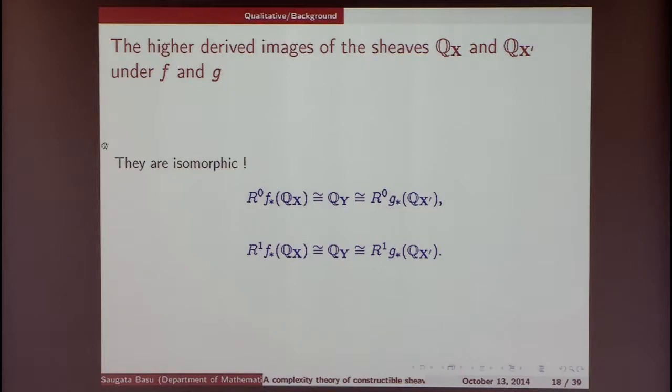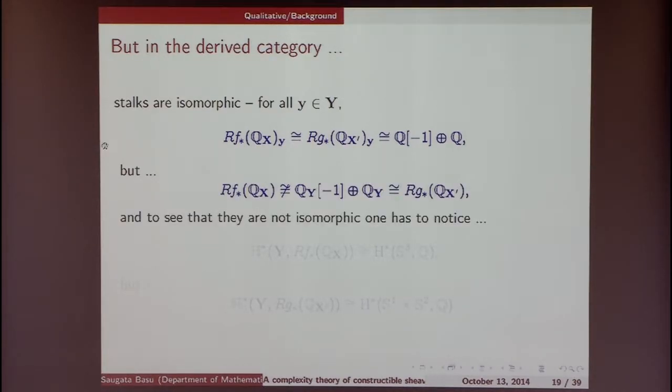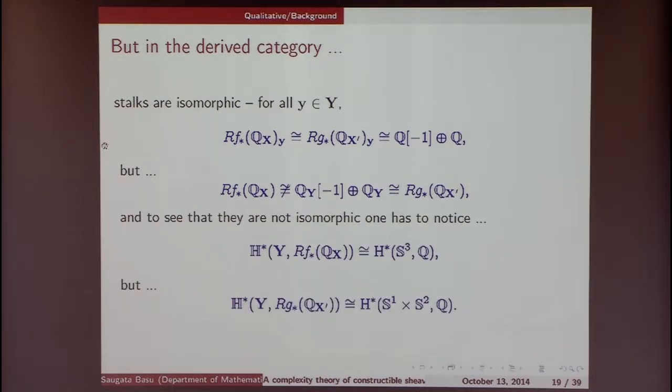So they give you the same direct image downstairs, even the same stalks, but they are not isomorphic in the derived category, because if you take the hypercohomology of one, you should get the cohomology of S3, and here you should get the cohomology of the fiber.